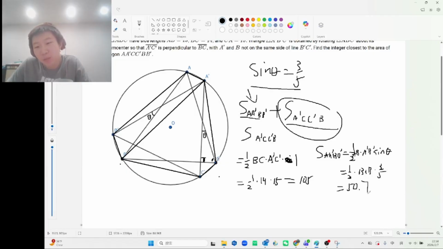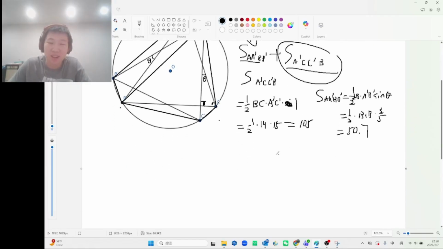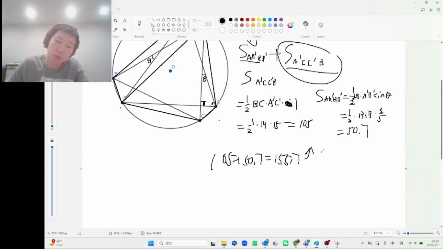which ends up being 50.7. Now we want the area of the hexagon, which is to add them up. So it's 105 plus 50.7, which is 155.7. The closest integer is 156, which is the answer.